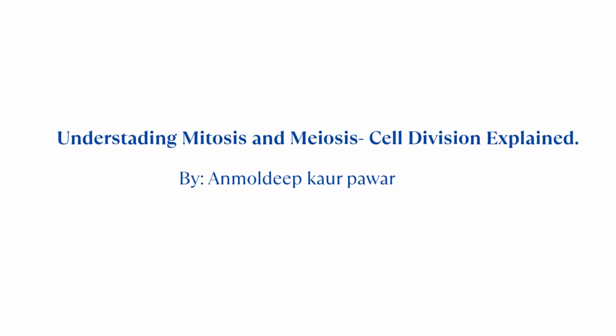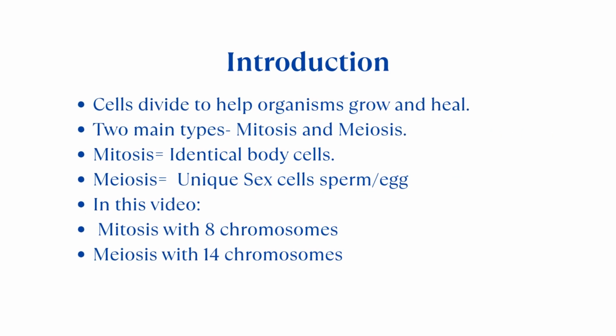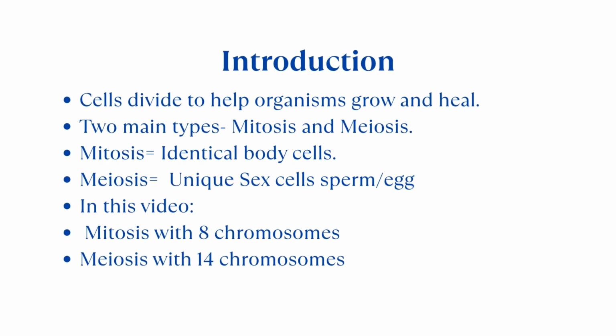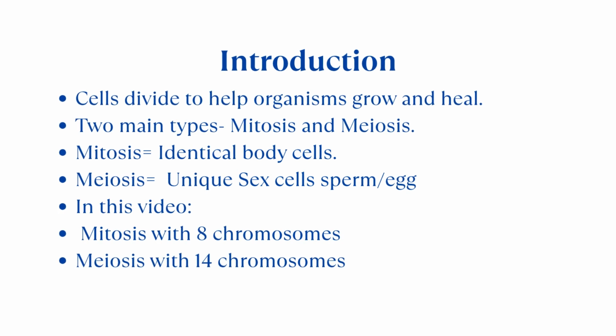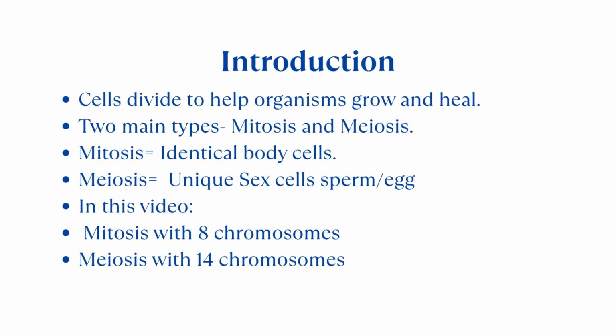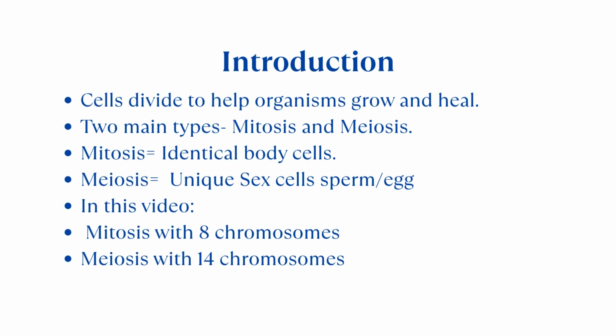We'll walk through the steps of each process using 8 chromosomes for mitosis and 14 for meiosis. Let's get started. Mitosis and meiosis are both processes of cell division, but they serve very different purposes. Mitosis helps us grow and heal, while meiosis creates sperm and egg cells.